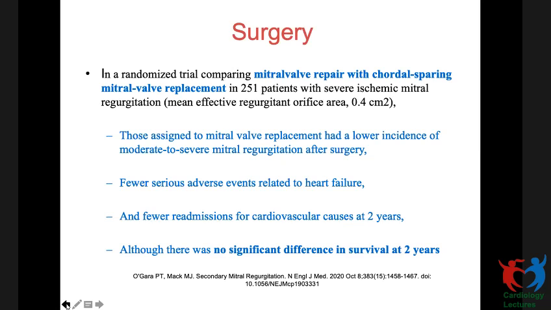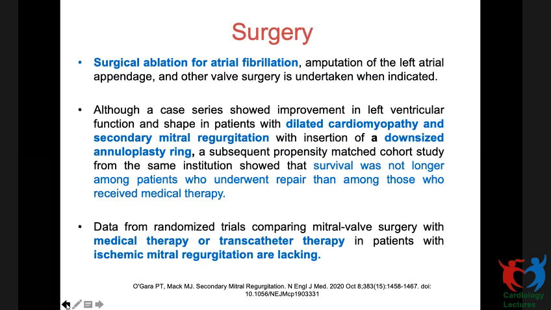So all three, head-to-head comparison is not available. Yes, sir. Like medical therapy, transcatheter, and surgery. Yes, sir.